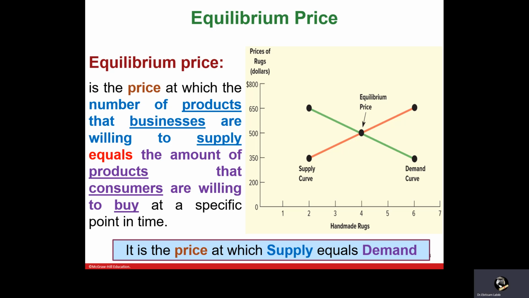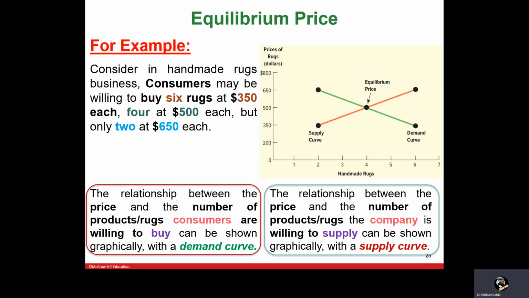We have here the equilibrium price. What do you mean by the equilibrium price? The equilibrium price refers to the price at which the supply equals the demand. What is the supply? It's the number of products the businesses are willing to sell, which would equal the number of products the consumers are willing to buy at a specific time at different prices.